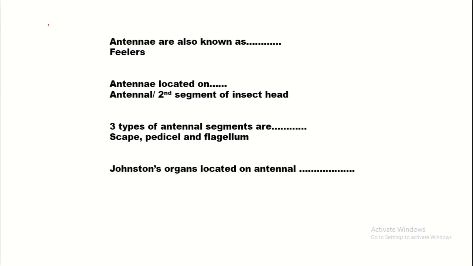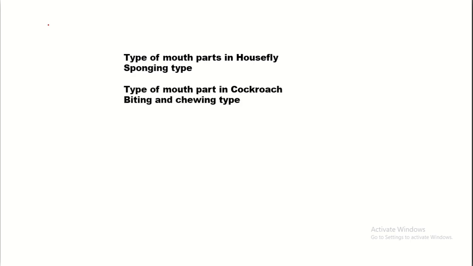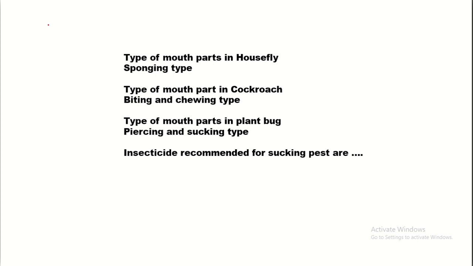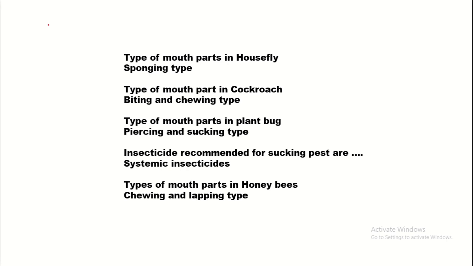Johnston organs are located on the antennal pedicel, or second segment. Type of mouthpart in housefly: sponging type. Type of mouthpart in cockroach: biting and chewing type. Type of mouthpart in plant bug: piercing and sucking type. Insecticides recommended for sucking pests are systemic insecticides. Type of mouthpart in honeybees: chewing and lapping type.